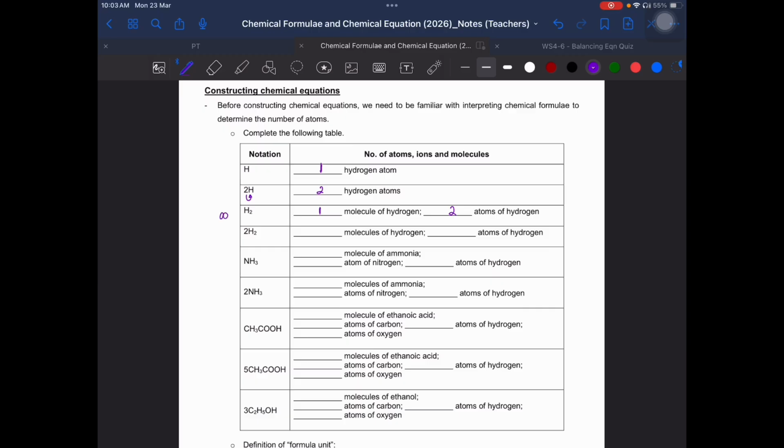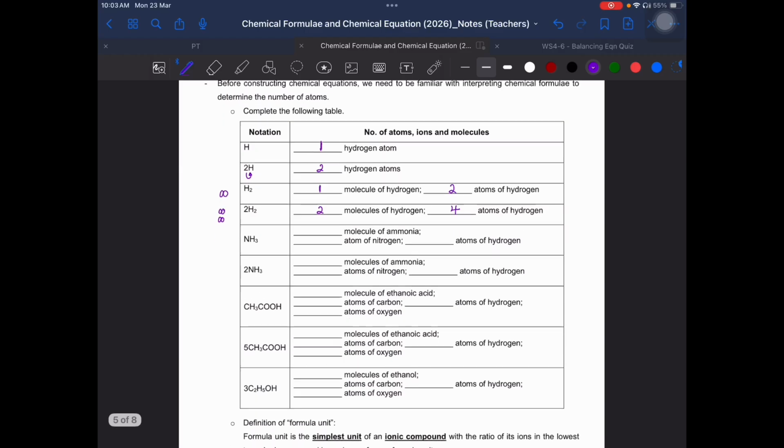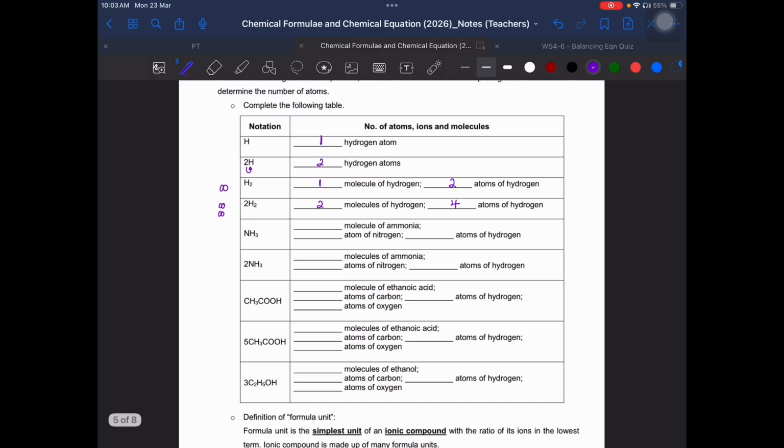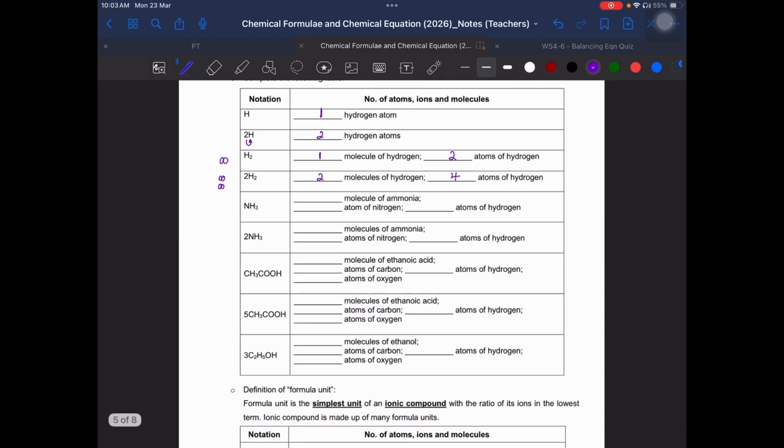So it looks like this. 2H2 means that there are two molecules of hydrogen, which means that there are actually four atoms of hydrogen, so it looks something like this. As you go on, you should be able to construct the rest of it by yourself. I'm not going to run through every single thing, but I will jump straight to the last one of the table. Do remember to fill in the rest by yourself.